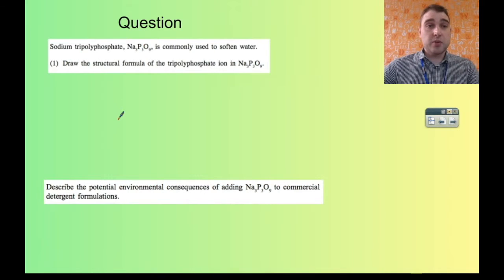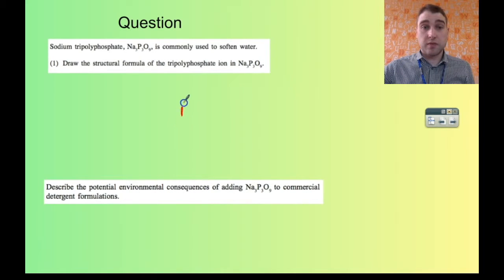So let's do some questions. The first question says, sodium tripolyphosphate is commonly used to soften water. Draw the structural formula of the tripolyphosphate ion in Na3P3O9. So the tripolyphosphate ion is the P3O9 bit. That tells me that it's the cyclic form. If it was the linear form, it would be P3O10.